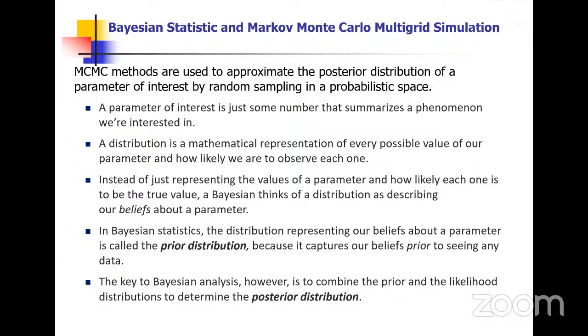So when we are looking at Markov chain Monte Carlo simulation, what are we trying to do? We are trying to approximate the posterior distribution of parameters of interest through random sampling. A parameter of interest is just a number that summarizes a phenomenon that we're interested in. It can be any attribute. When we talk about distribution, we're talking about a mathematical representation of possible values. Let's assume that you're looking at the height of individuals in a state.